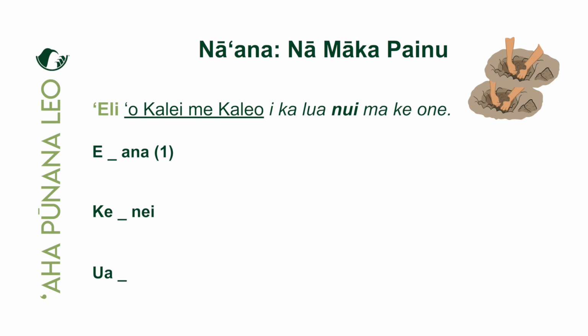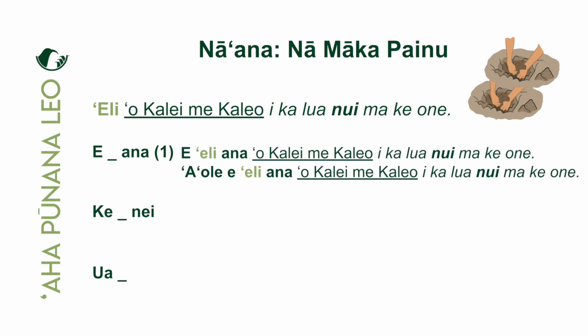All we're going to do is add on our tense markers, and that will change the meaning of the sentence, in both the positive and negative forms, but they basically remain the same. So all we're doing now is just adding tense to it. So let's read through it all together, and you should be able to formulate the mana'o based on the three māka painu that we have, in order. So here we go. E eli ana 'o Kalei me Kaleo i ka lua nui ma ke one. He aha ka mana'o? Pololei. Kalei and Kaleo, they will dig a large hole or a large pit in the sand.